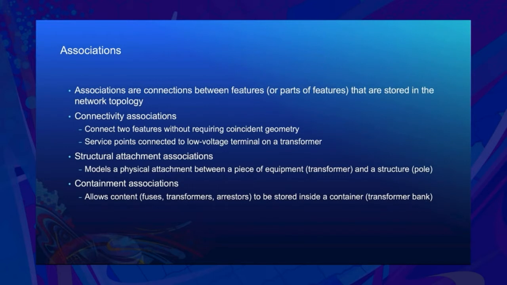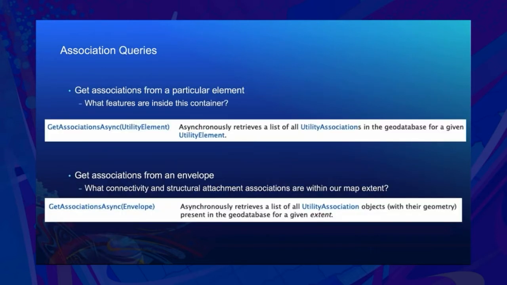And finally, we have containment associations. Containment associations allow you to model content stored inside a container. So for example, you have a transformer bank, and by the way, that transformer bank has a structural attachment association to a concrete pad. But inside that transformer bank are fuses, transformers, and arresters. And interestingly enough, there are probably connectivity associations connecting the features within the container, which is attached to the structure. So lots of different possibilities to provide really fine-grained data models.